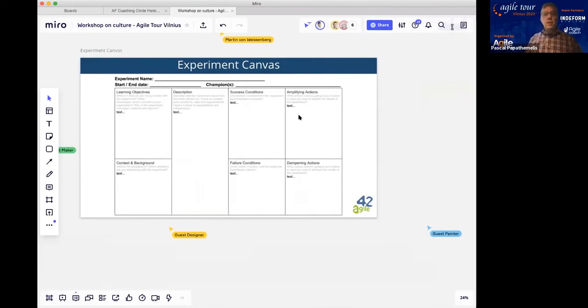And if you see that the experiment doesn't work well, how can you soften perhaps negative effects, like dampening actions? What would be your spring to bump away from those actions? But that's an example of how to do an experiment canvas. I've seen also other experiment canvases, but that's the one we try to use with our customers. Are there any questions to this?